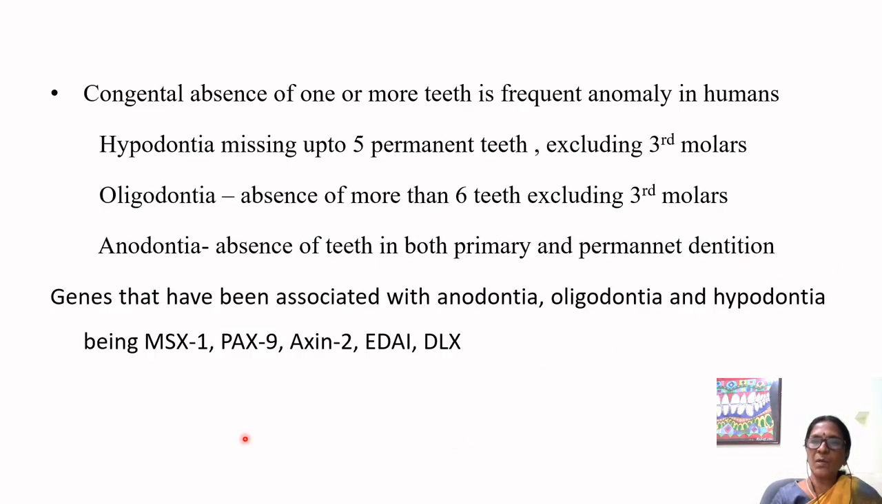Congenital absence of one or more teeth is a frequent anomaly in humans. Hypodontia, missing up to 5 permanent teeth excluding the third molars; oligodontia, absence of more than 6 teeth excluding the third molars; and anodontia, absence of teeth in both primary and permanent dentition. Genes that have been associated with anodontia, oligodontia and hypodontia are MSX1, PAX9, AXIN2, EDA1 and DLX genes.